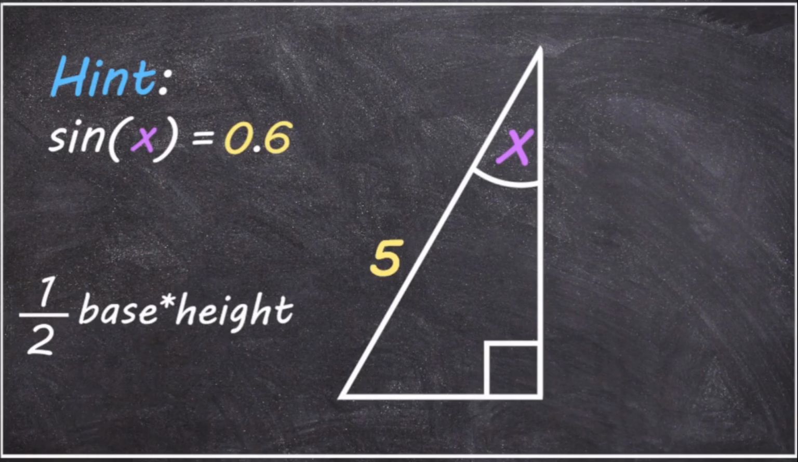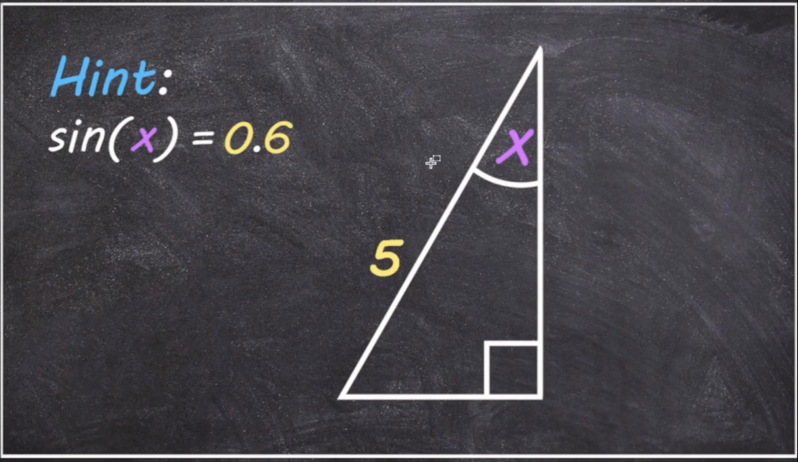So the first thing I'm going to do is hide half base times height because we can't use it at the moment. We have the angle x, and the only clue we have is that sine of x equals 0.6. We also have the hypotenuse, which is of length 5. We can use these two pieces of information to our advantage, which will help us find the length of another one of the edges. The first step I'm going to take is to write sine of x in a way that should be very familiar to you, and that is sine of x is equal to opposite over hypotenuse.